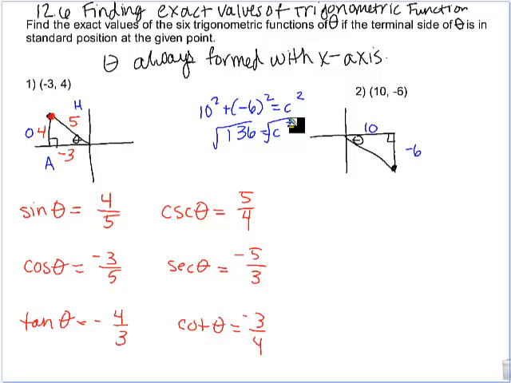Yeah, 4. 4 times what? 34. Okay. So 136 is 4 times 34, which means what is that simplified down? 2 square root of 4... so 2 square root of 34 is our hypotenuse.